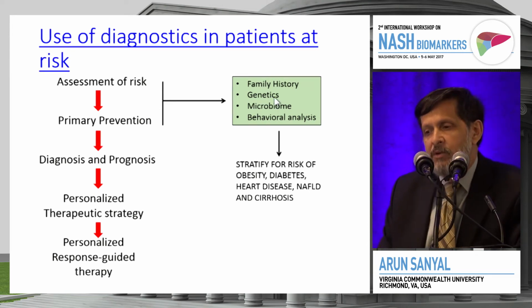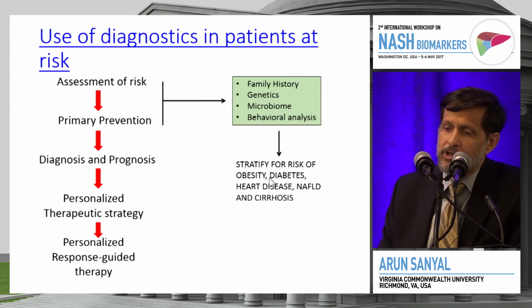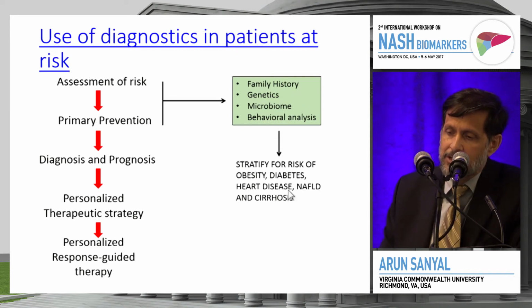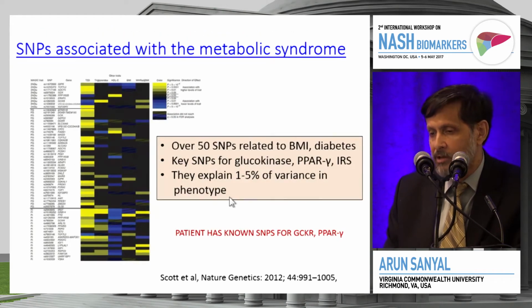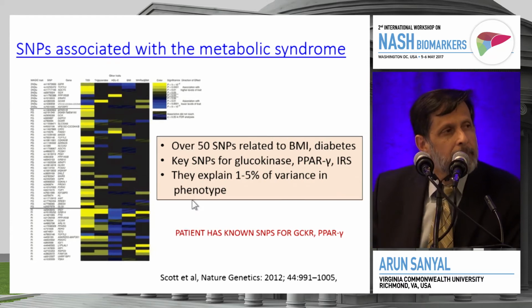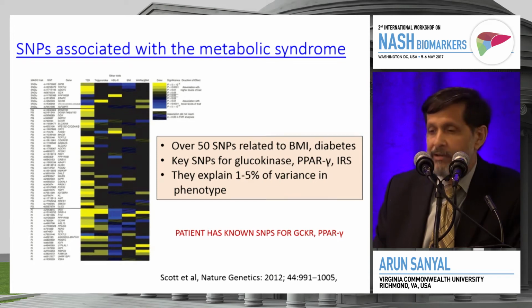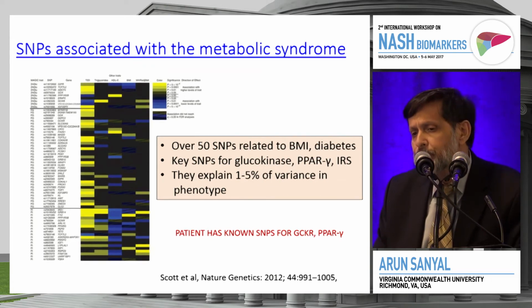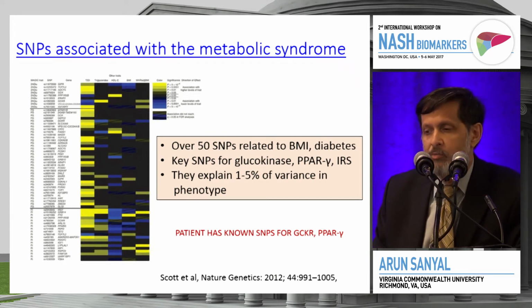So let's start at the top. If you talk about assessment of risk, this could include both clinical and laboratory parameters. This is where I think genetics probably could play a really important role, because here you could stratify based on risk of maternal obesity, diabetes, family history of diabetes, heart disease, and all of these things, and integrate these with genetics. We already have talked about NASH-related genes, and even though we don't really understand them very well yet, maybe we will soon. But we also know that there are SNPs that are associated with metabolic syndrome and diabetes.